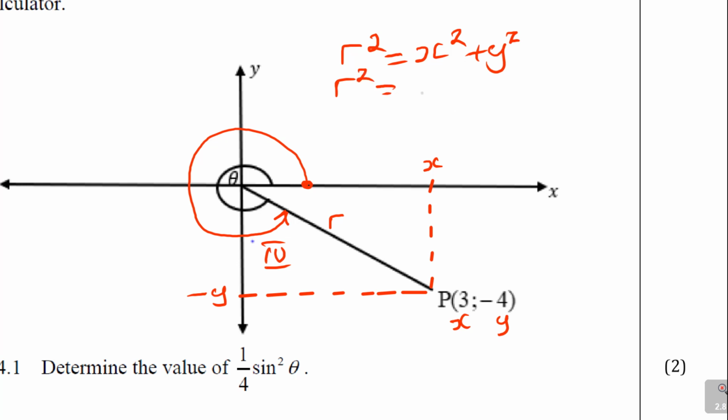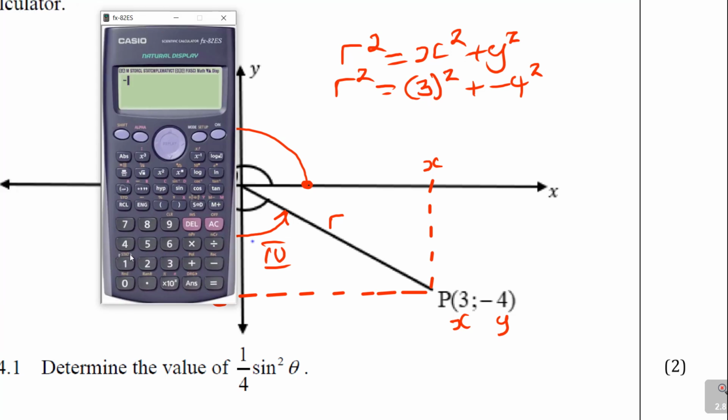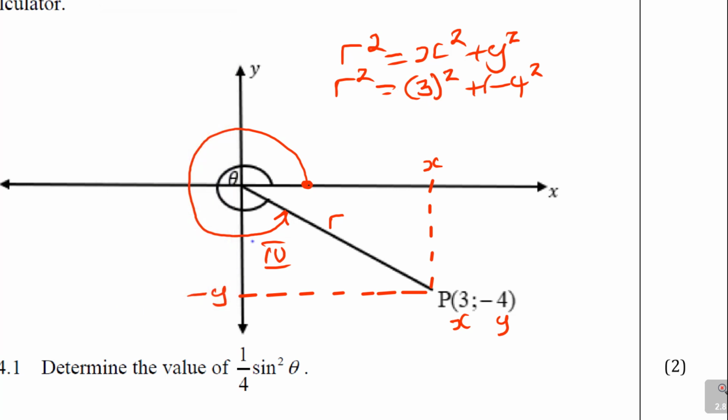R squared, what is x squared? Put bracket, it's 3 squared. See, the importance of bracket now will come into place. Plus, if you wrote it like this, minus 4 squared, then you get it wrong. Because with minus 4 squared, look at what your calculator is going to do. If you say negative 4 squared, your calculator will give you minus 16. But if you put brackets, as I emphasized, then your calculator gives you positive 16. So always put brackets. Are you with me? So r squared is equal to 3 squared plus this.